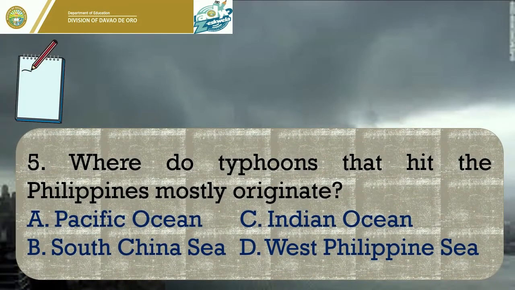Question number 5. Where do typhoons that hit the Philippines mostly originate? A. Pacific Ocean. B. South China Sea. C. Indian Ocean. D. West Philippine Sea.